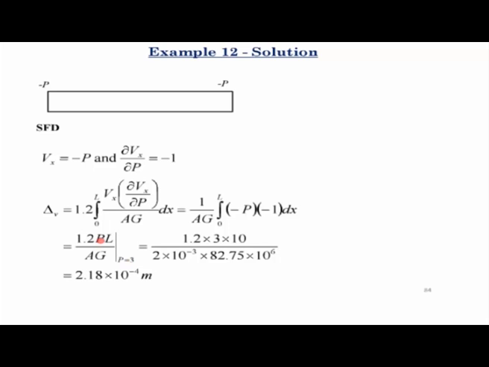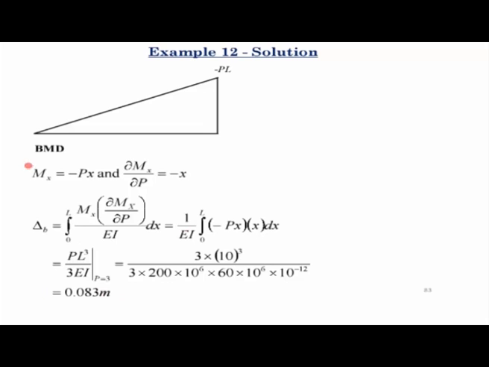Again here, instead of putting P equal to 0, you put P equal to 3. L is equal to the length of the member, and A and G are given. If you put those in, you will get 2.18 times 10 to the power minus 4 meters. So this is the deflection of the free end of the cantilever beam considering the shear deformation. And in the previous slide, we saw the deflection of that point due to bending deformation.